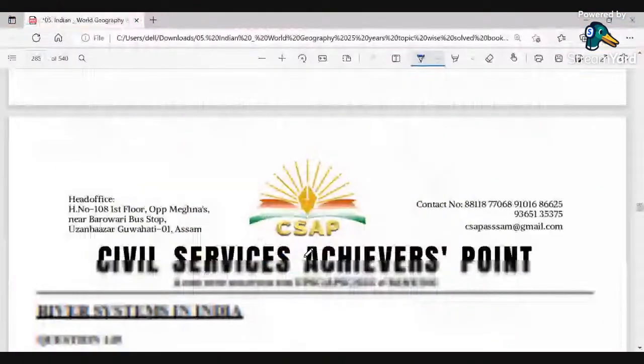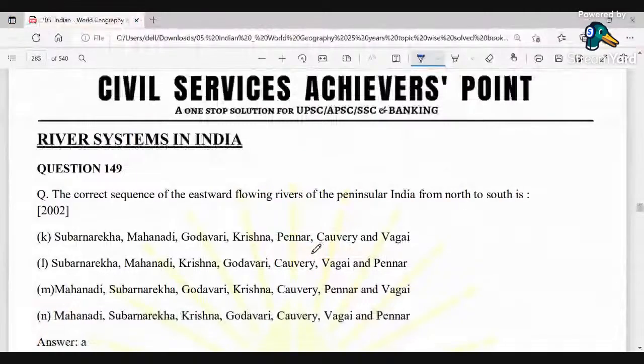Coming to the next, river systems in India. So the correct sequence of the eastward flowing rivers of peninsular India from north to south. So you can see all the options over here. A, Subarnarekha, Mahanadi, Godavari, Krishna, Pennar, Kaveri, and Vaigai. Okay, so this is the correct sequence of rivers flowing east in peninsular India from north to south. Okay, so these are the correct options that are given over here. That is the first option: Subarnarekha, Mahanadi, Godavari, Krishna, Pennar, Kaveri, and Vaigai. Okay, so this is the correct option over here.